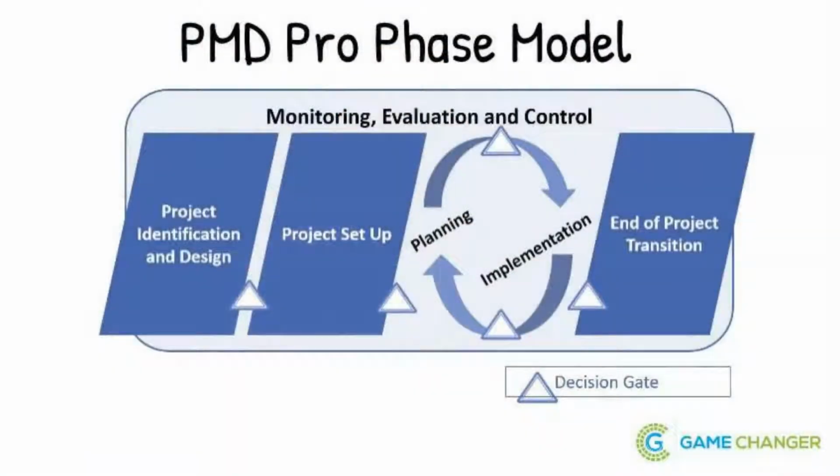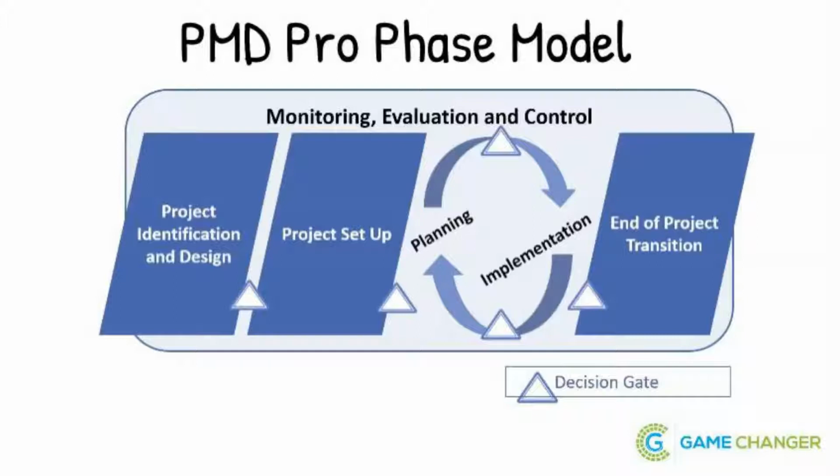And in the PMD Pro, which is project management for development professionals, there are 6 phases. It starts with identification and design. The second one is project setup, the third one is project planning, the fourth one is project implementation, the fifth is more going on in the background, like monitoring, evaluation and control, and the sixth one, as I mentioned, is end of project transition.